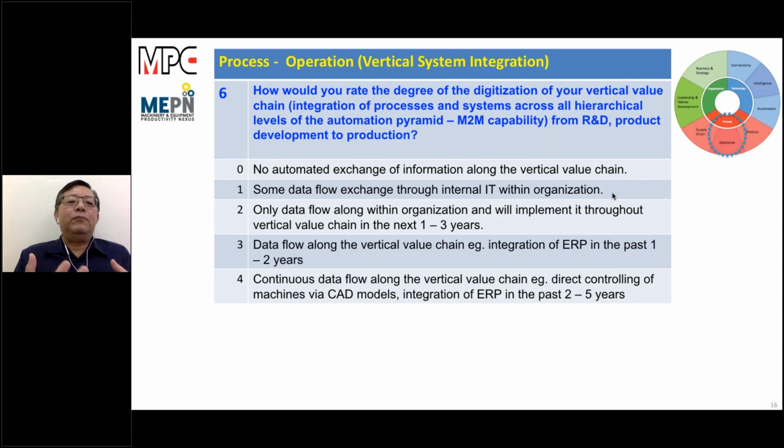Then number 4, grade number 4, is the continuous data flow along the vertical value chain, and also direct, for example, direct controlling of all the machines through the CAD model and also integrated with ERP in the past 2 to 5 years. I mean, if your company runs manufacturing like that, it means you're already very matured. Your design and everything, you can straight away pump information from the ERP. You can load the whole system to the machine. The CAD drawing, I think, goes to the machine and they can run manufacturing. So CAD/CAM basically can do that. When an organization comes to that level, that means their operation vertical system integration is already established. So that is the whole idea.